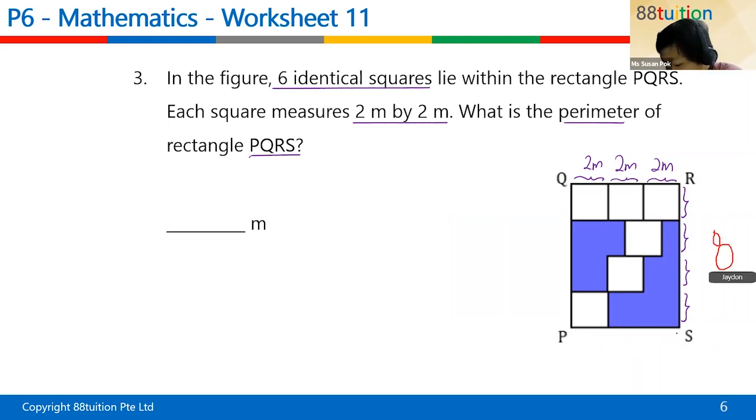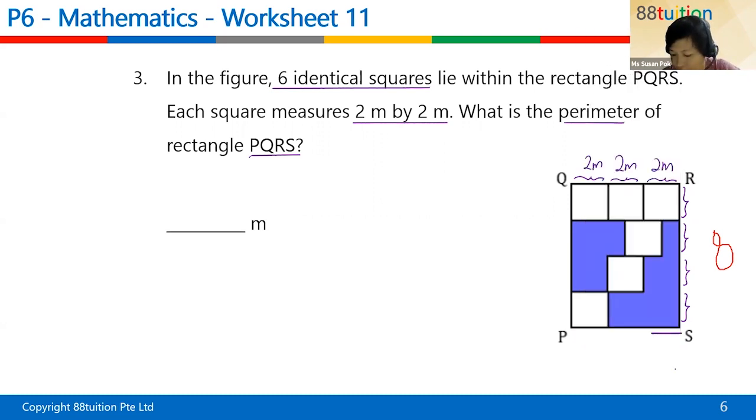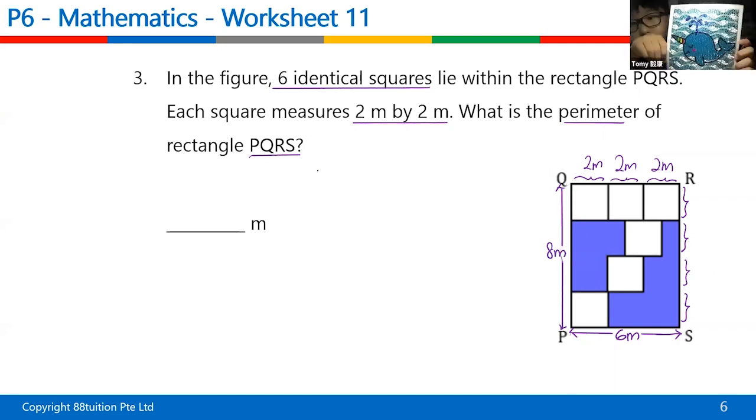Very good. Jaden said that one is 8. 2, 4, 6. Jaden says here to here is 8 meters. So technically you can find already the perimeter. Yep. Okay, the perimeter of the whole thing will be.